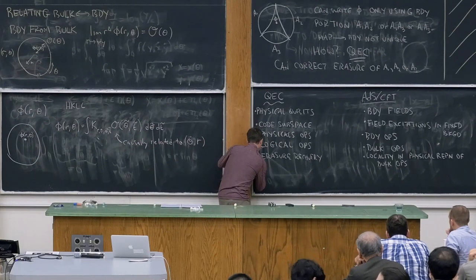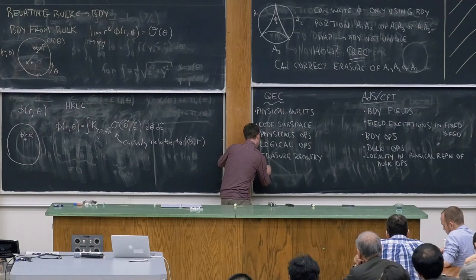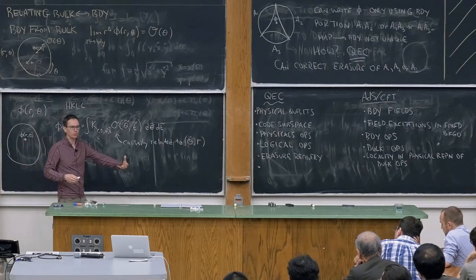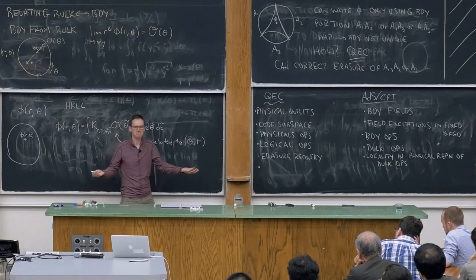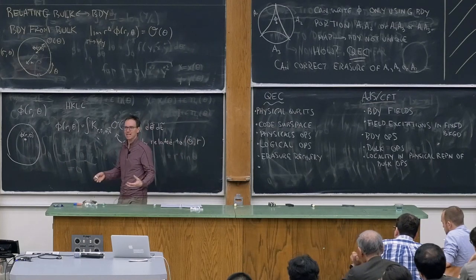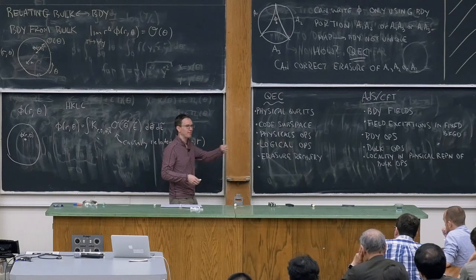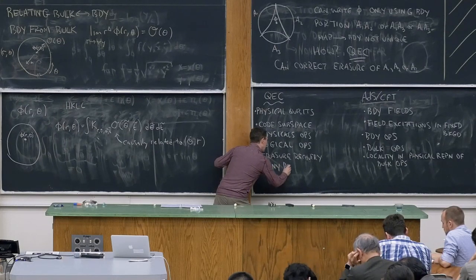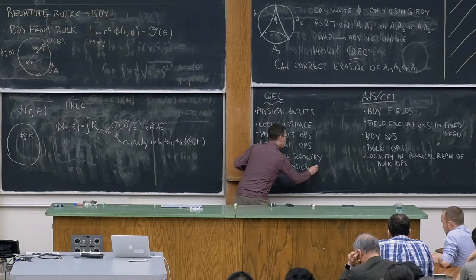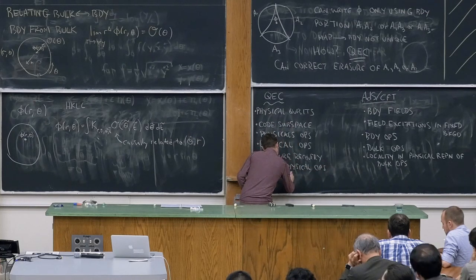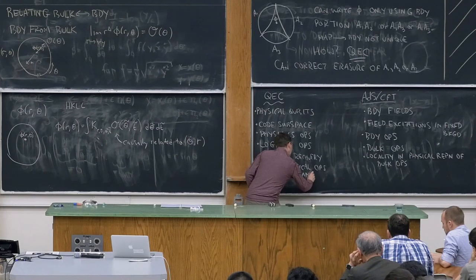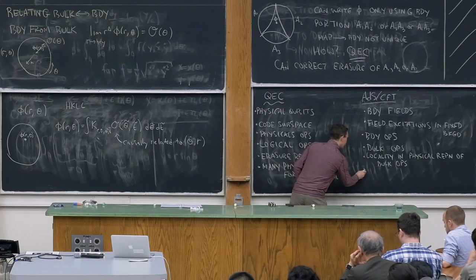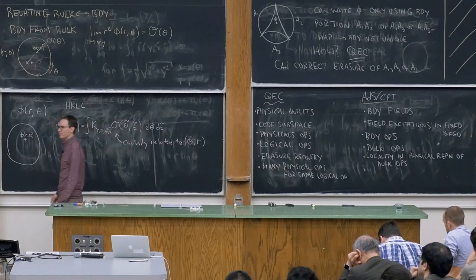And then we can talk about some of these surprises. In a quantum error correcting code, as I was saying before, there are generally many physical operators implementing the same logical operator. It's just the way it is. And in fact, it's important that that's the case because that's what gives you the error correcting property. You can apply the same logical operation in multiple different ways. So, many physical operations for the same logical operation. Which is just a fact about quantum error correction. It's not a mystery, it's just the way it works.